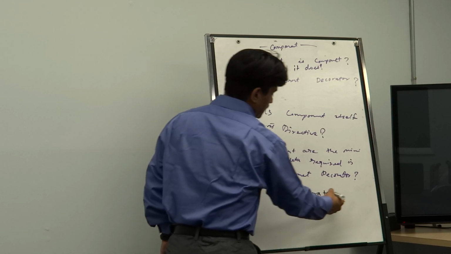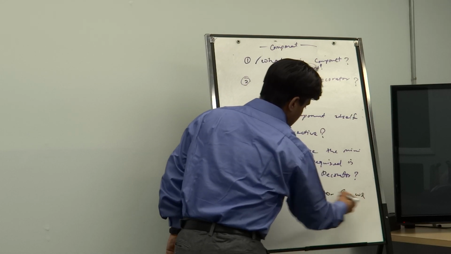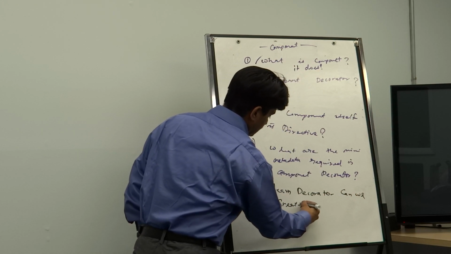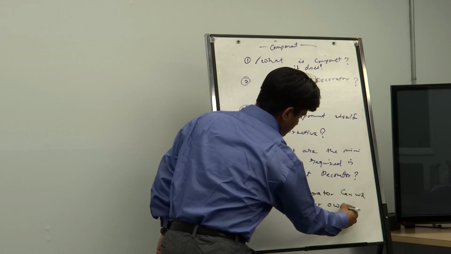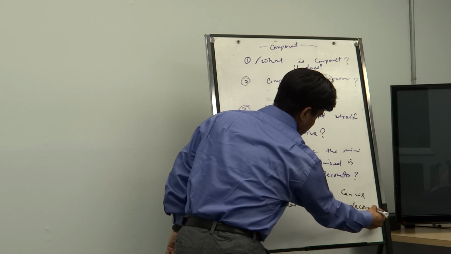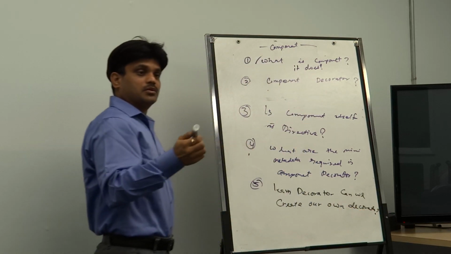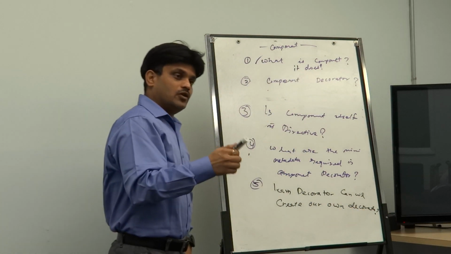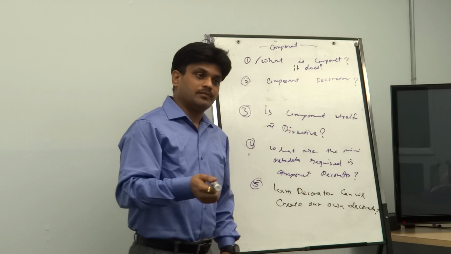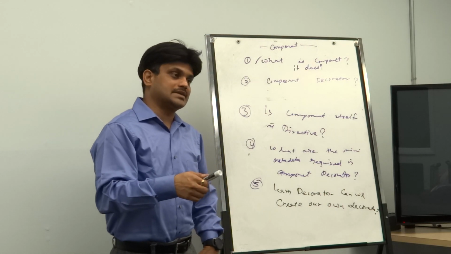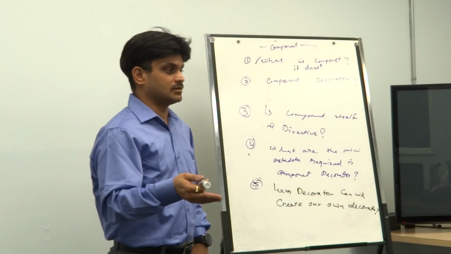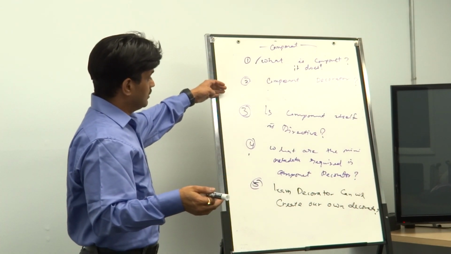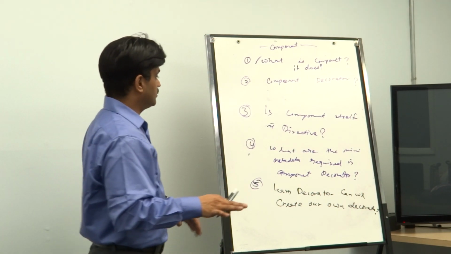Can you create your own decorator? So basically, learn decorators. Can we create our own decorator? And if yes, what could be an example? And why would you create that as a decorator rather than as a simple function? Unless you understand this, you cannot answer that kind of question.